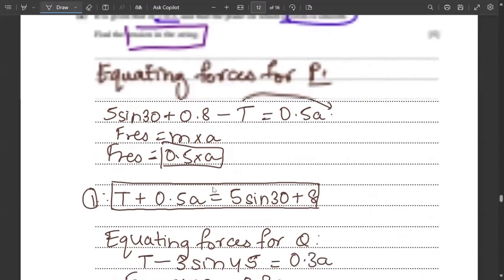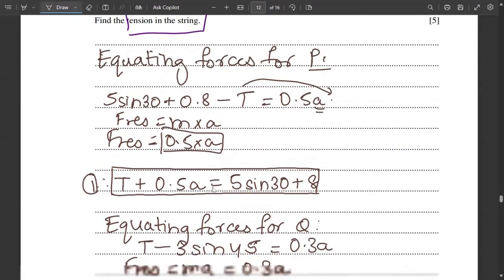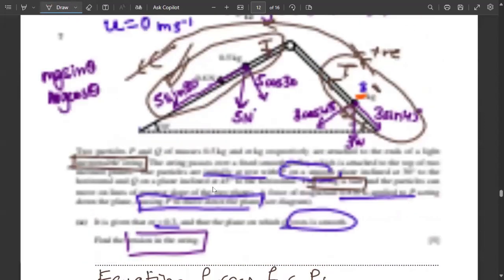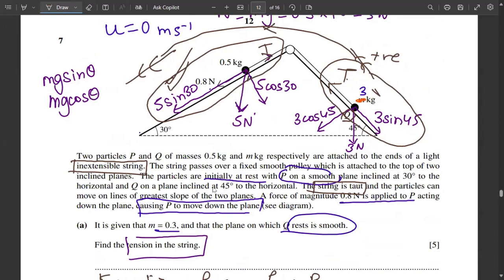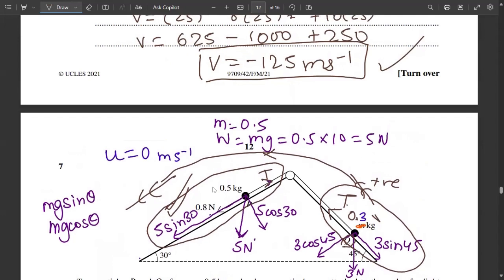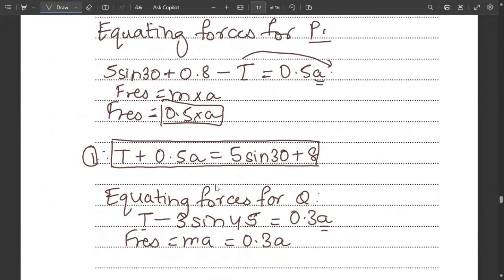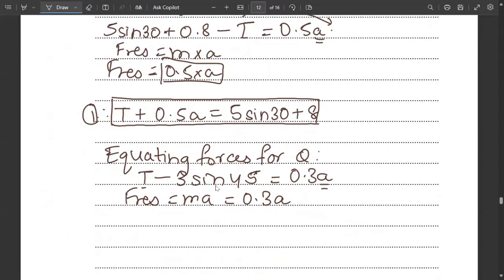Now, notice here I used the same acceleration variable and same tension variable. It is not like if this is 0.5 kg and this is 0.3 kg, both will have different values of T and different values of A. No, the string is taut. The string is like a stick. If one moves, the other moves with the same velocity, same acceleration, everything. So that's why the values for the variables T and A are the same.